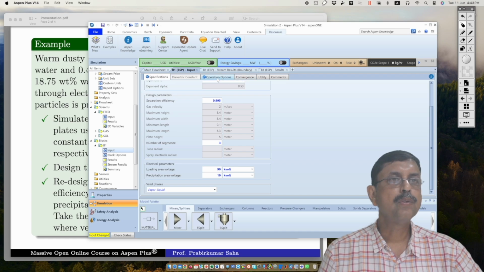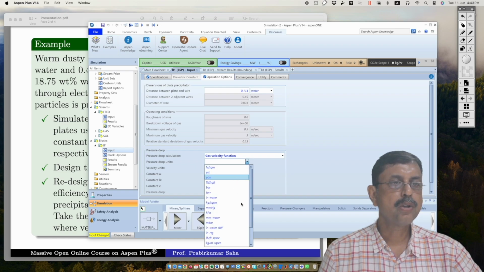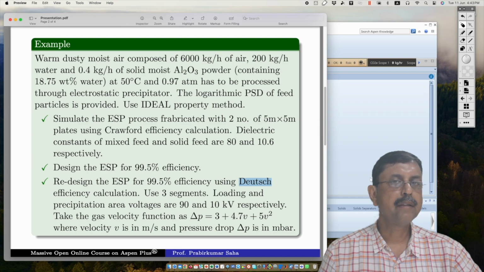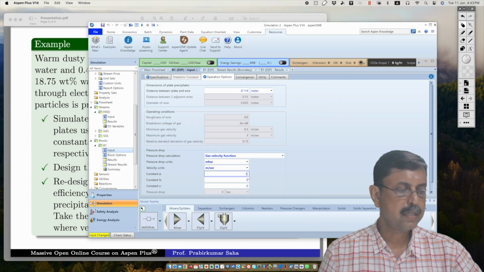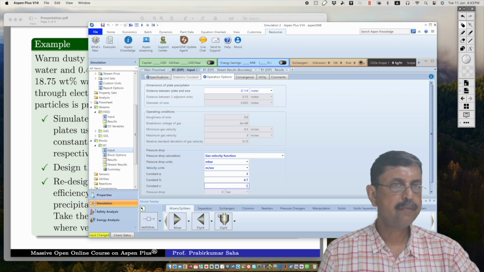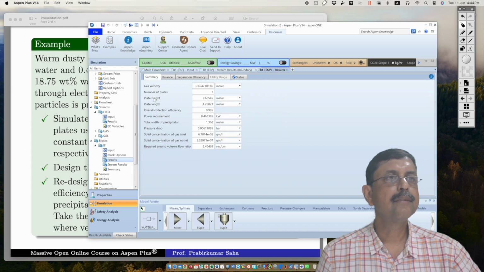So we have to go to the operation options, and here we have to change the gas velocity function. Pressure drop unit is in millibar and velocity unit is in meter per second. And then 3, 4.7 and 5. So we write 3 over here, 4.7 over here, and 5 over here. So that's how they have been specified. Now run the process and see the results.